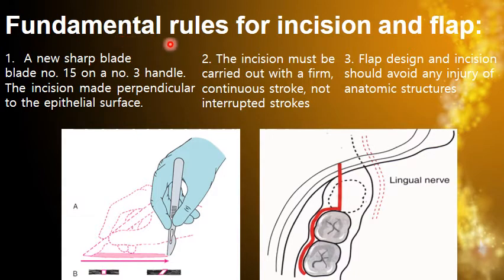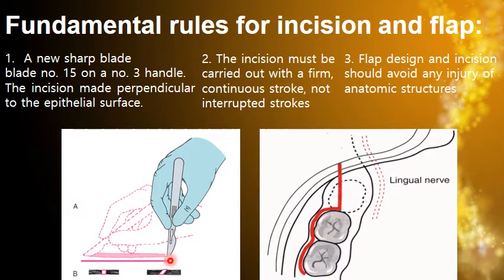What are the fundamental rules for incisions and the flap? The first rule is that I should use a sharp new blade of a proper size. The size that we usually use in oral surgery is blade number 15 on a scalpel handle number 3.